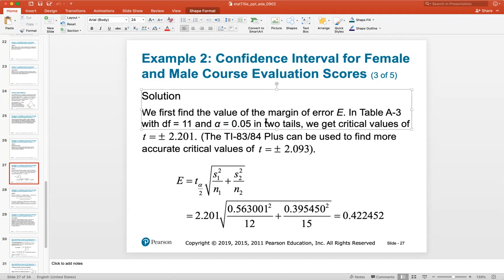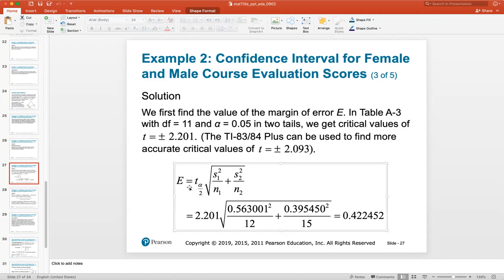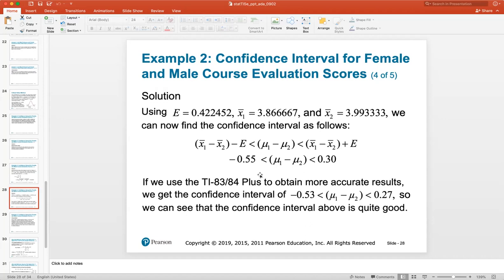Because the confidence level is 95%, which means that alpha is 5%, which is 0.05, and degree of freedom must be 11, right? Okay, so now to figure out the margin of error, you can use that formula, but let me use a calculator to figure out the margin of error. Okay, so keep in mind this: the confidence interval for two independent samples mean, the mu1 minus mu2, which is the difference between two population means, is bounded by the difference of sample means minus E, and the difference between two sample means plus E. Okay, keep in mind this.